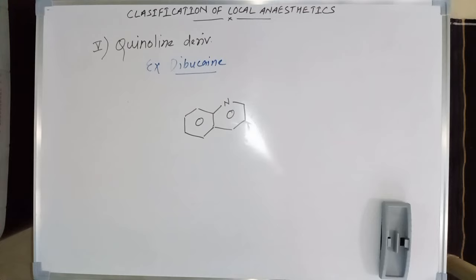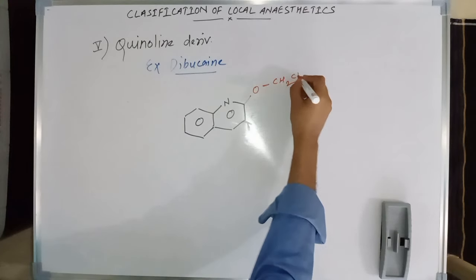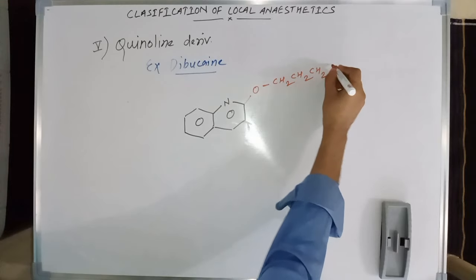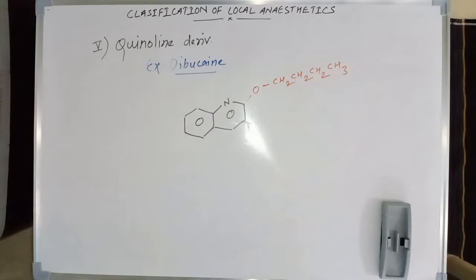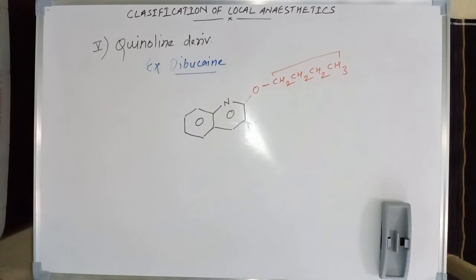Now dibucaine. Di means 2, bu means 4. So 2, 4. What are those 2, 4 species? Let's see. First one, on this position, oxygen, CH2, CH2, CH2 and CH3. This is the first butyl group, a 4 carbon group. So that is one butyl. Now where is your second butyl?